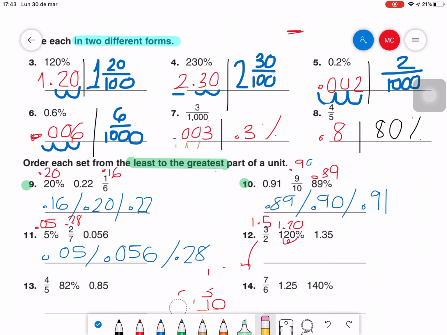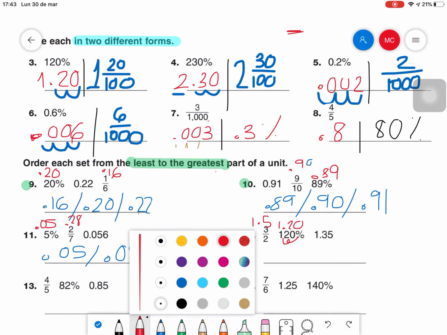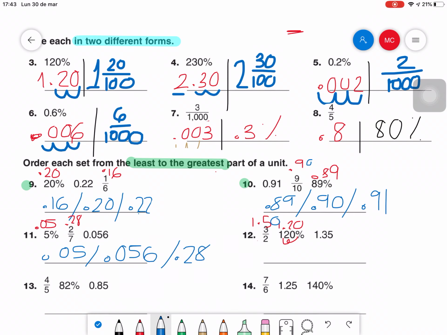or 1.50. Again, remember, I can easily add another 0 here, and it won't change a thing. So it will be 1.20, 1.35, and 1.50, and you are done. I'm not gonna do the other ones because they're the same, okay? If you had doubts, you can rewatch as many times as you need the video. And now you need to do the page.